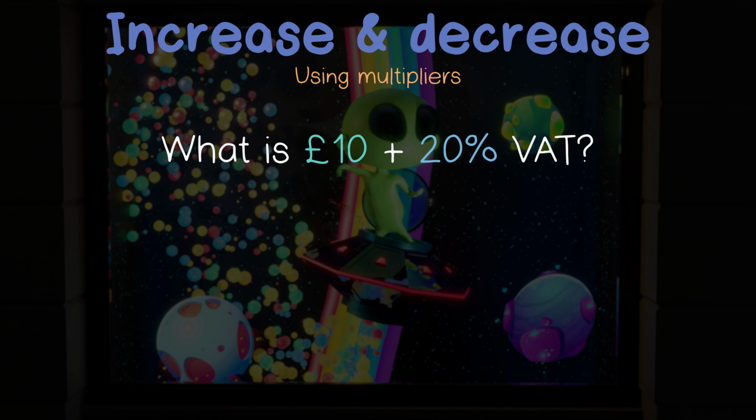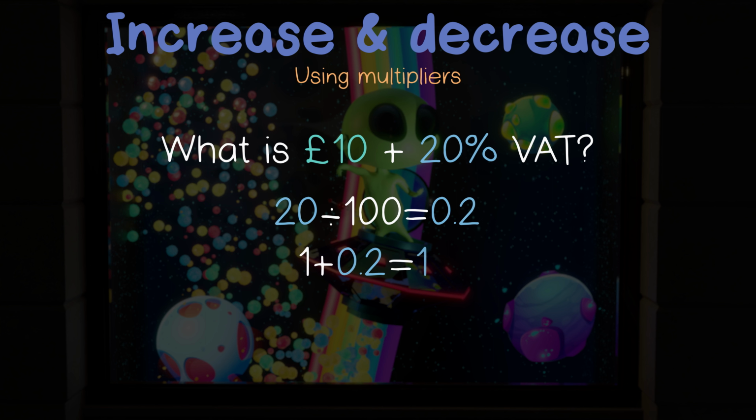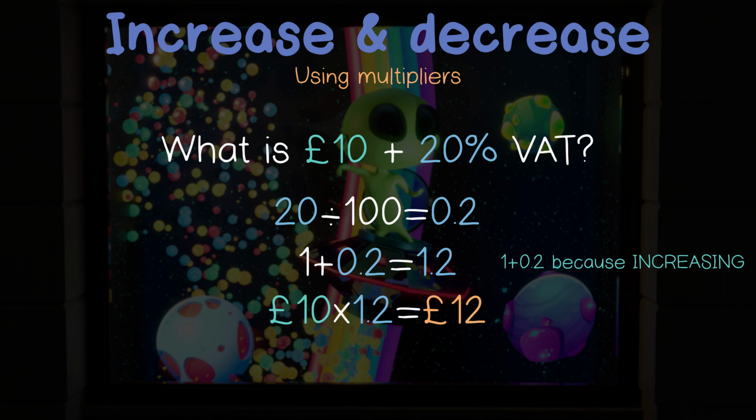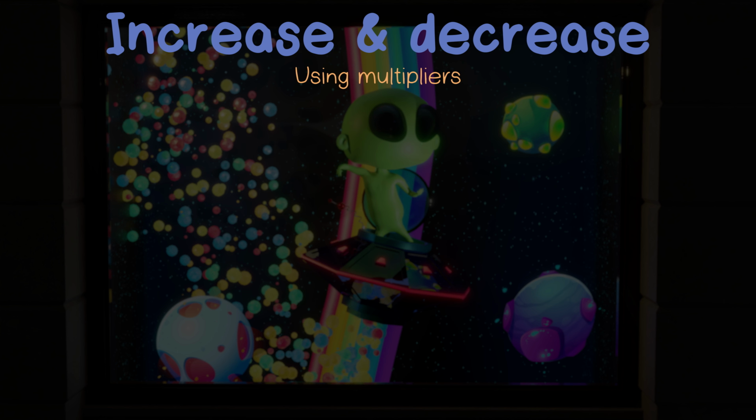To convert our 20% to a decimal, we divide it by 100, giving 0.2. And the question said that we are increasing the price by 20%. So 1 plus 0.2, because we are increasing our final figure of £10, effectively finding 120% of it. £10 multiplied by 1.2 is £12, and that is our price plus 20%.